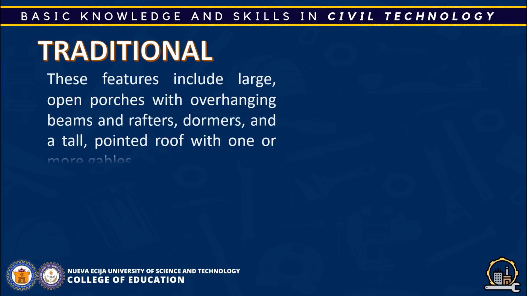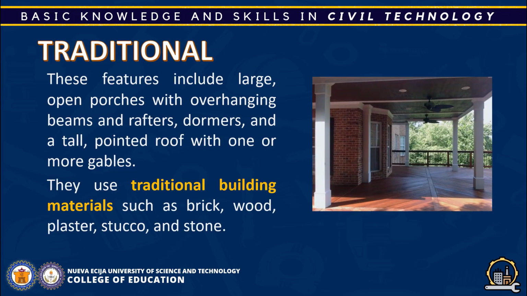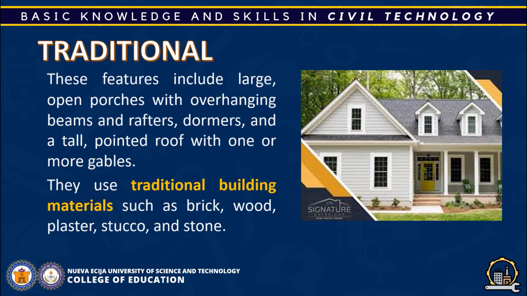First is traditional. These features include large open porches with overhanging beams and rafters, dormers, and tall-pointed roof with one or more gables. These use traditional building materials such as brick, wood, plaster, stucco, and stone.